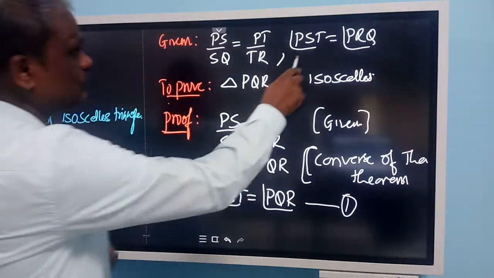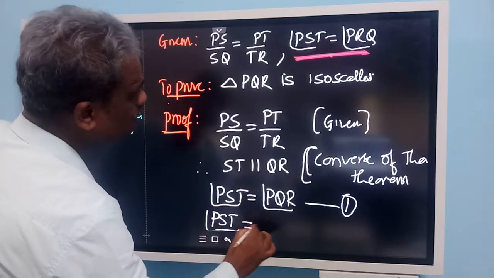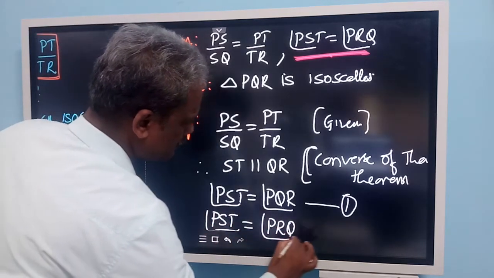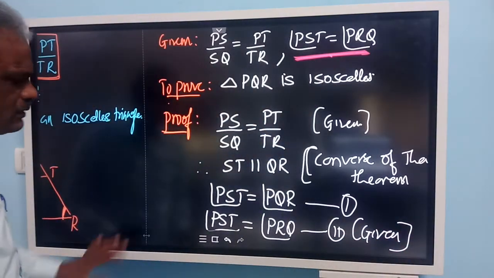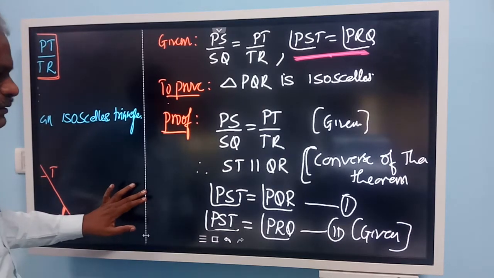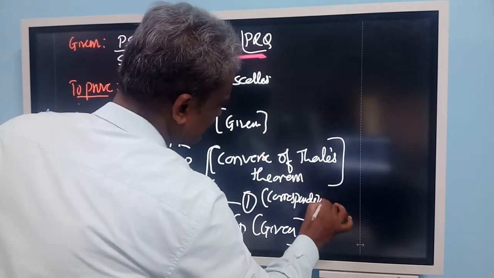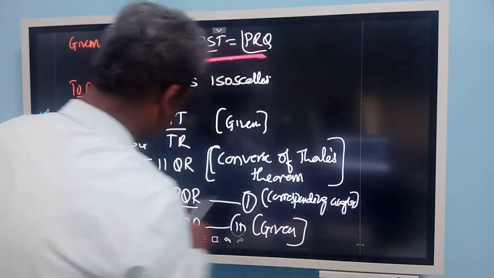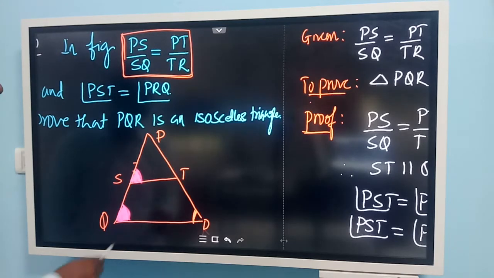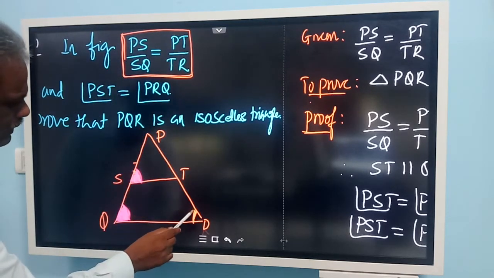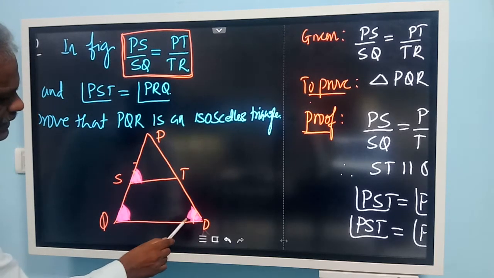Another thing, look at this. The same PST is also equal to PRQ. This is the second one. It is also given. I will write the reason here: corresponding angles. See, first one, PST is equal to PQR, corresponding angles. And the second one, PST is equal to PRQ. PRQ means this angle. So it is also given only. So these two angles are equal.